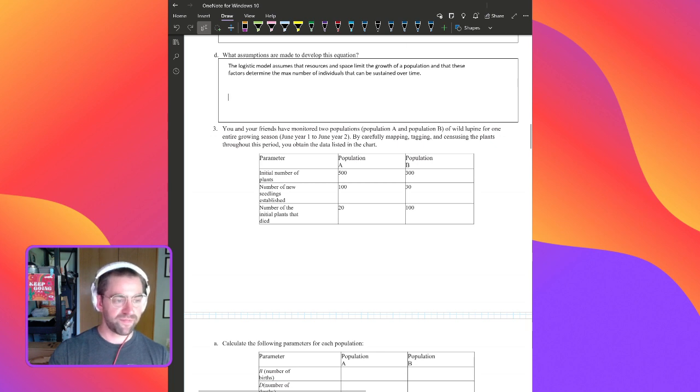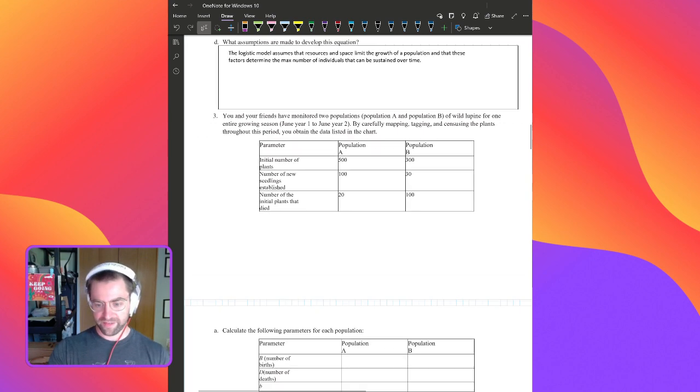All right, so question 3. You and your friends have monitored 2 populations, population A and B, of wild lupine, beautiful flowers, for 1 entire growing season, June year 1 to June year 2. By carefully mapping, tagging, and censusing the plants throughout this period, you obtain the data listed in the chart.